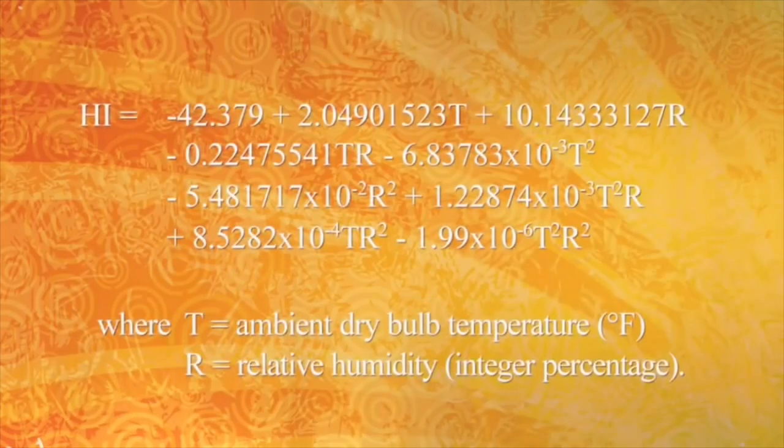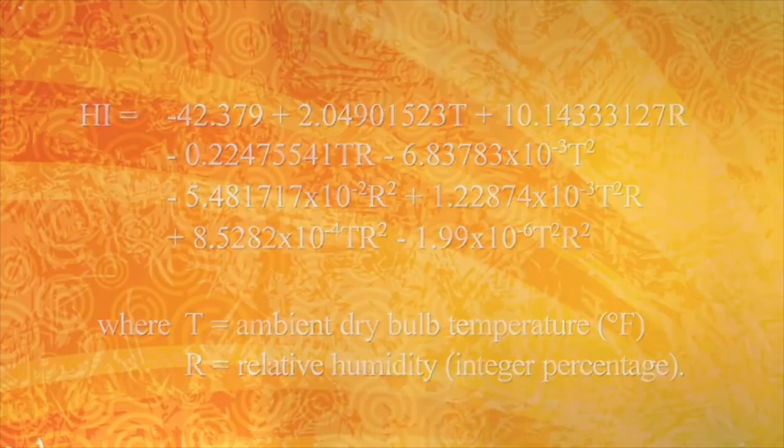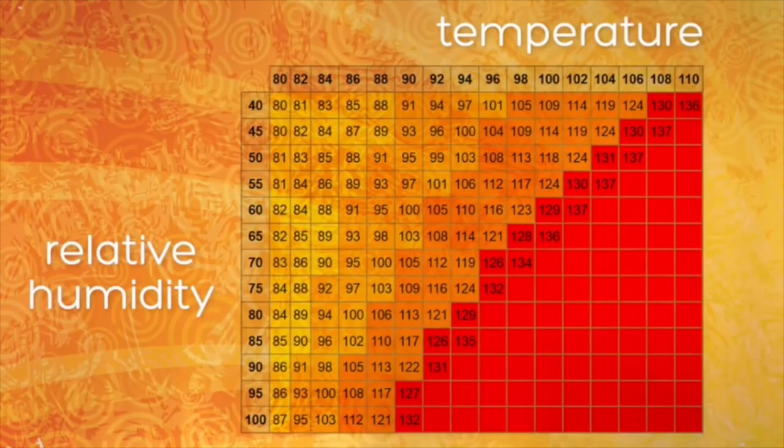The heat index was developed from a mathematical formula. We usually see this as a chart. For example, with the actual temperature of 90 degrees Fahrenheit, coupled with a relative humidity of 60%, this creates a heat index of 100 degrees.